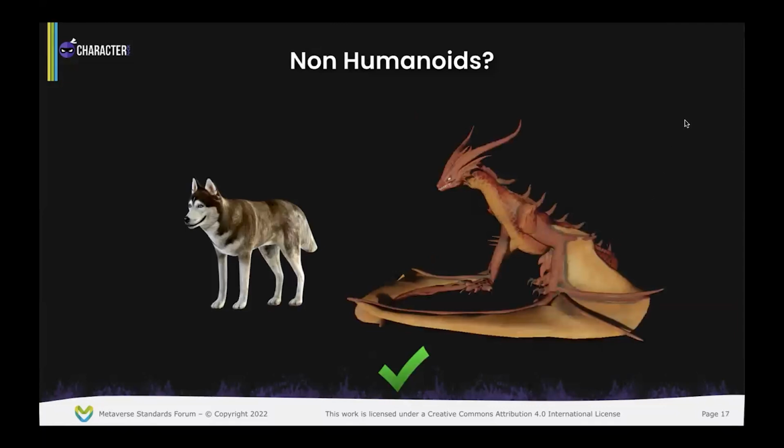All right, what about these ones? We have a husky and we have a dragon. Yes, correct. It's a definite non-humanoid because there's no way you can share a humanoid rig or even humanoid facial blend shapes. So that's clear that this one is non-humanoid.